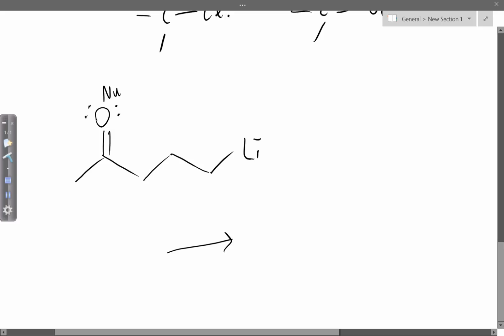Next, polarized sigma bond. Do we have a polarized sigma bond? Yes, we have. Lithium and this, correct? So which one is more electronegative? Lithium or carbon?